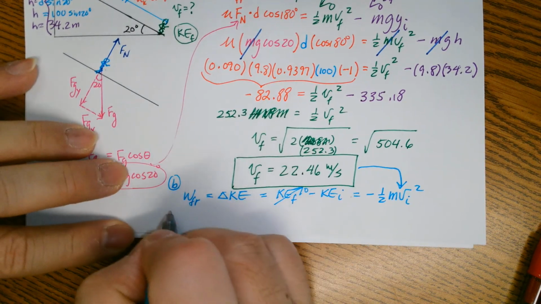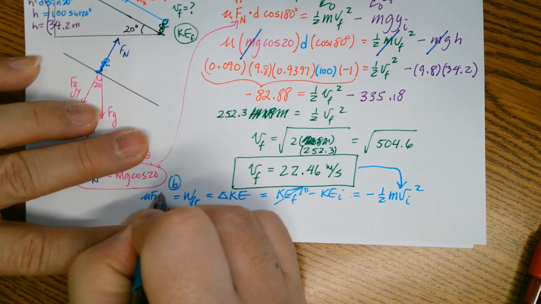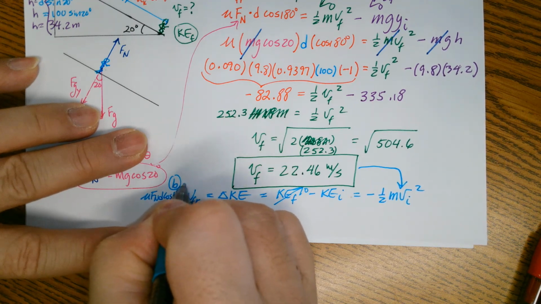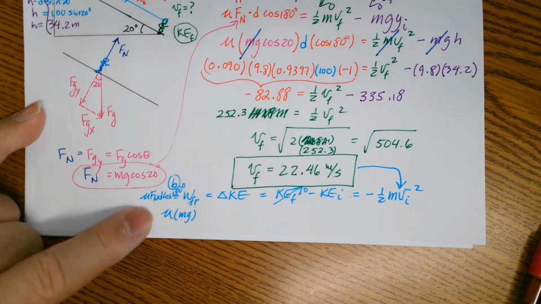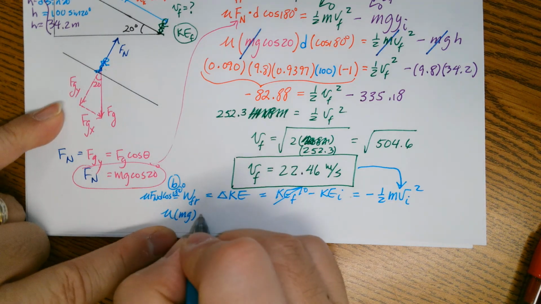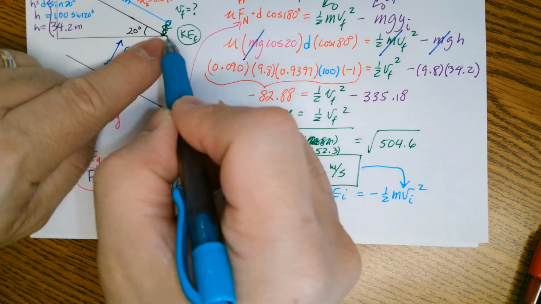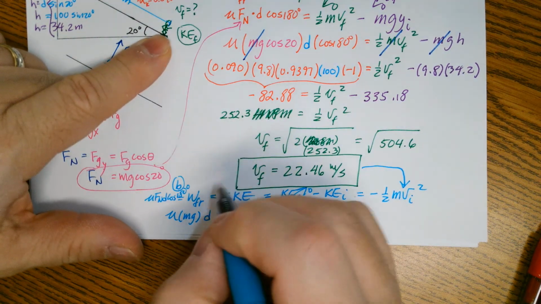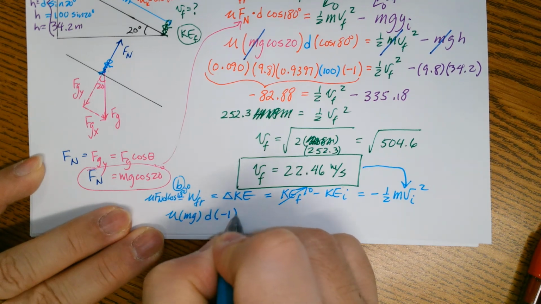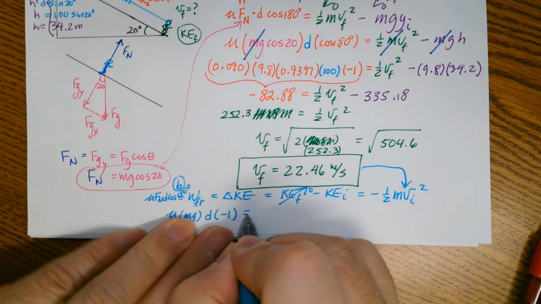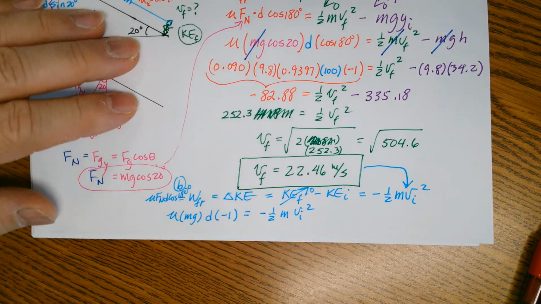But the work done by friction is mu times F normal, right? Times d times cosine of 180. But my F normal in this case is just mg because it's on flat ground. Times d, which is how far we don't know it's going to go this way. We know this one is 100, but we don't know how far it's going to go horizontally. That's our d. Times cosine of 180, which is negative 1. That is equal to negative 1/2 m v_i squared. So notice our masses cancel out again.